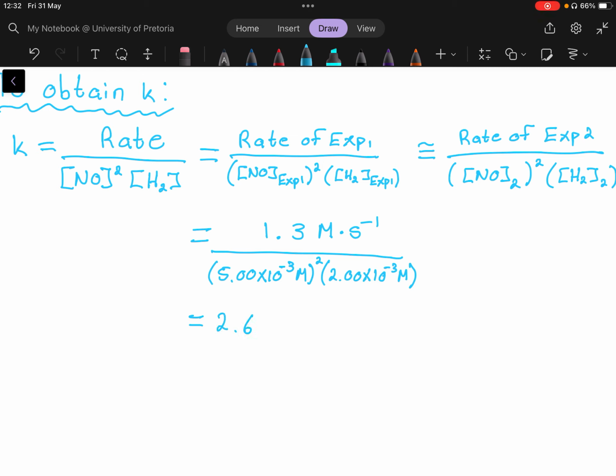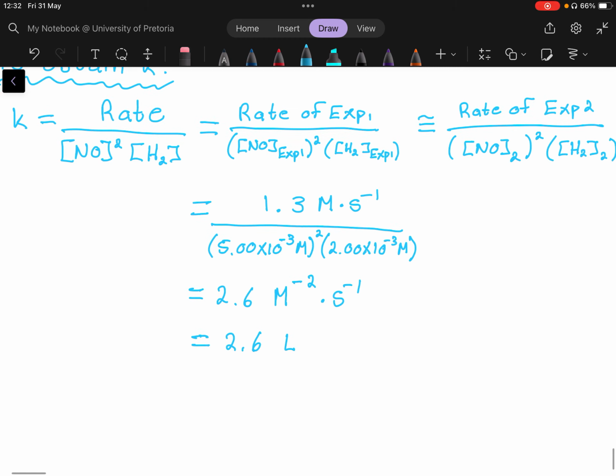Units wise, below you get molar cubed, so it's going to cancel. It's third order, so third order rate constant is per molar squared per second, which you can also write explicitly as 2.6. So it's 2.6. You can just check the significant figures as given, which is liters squared per mole squared per second. Okay. And you can check the others.